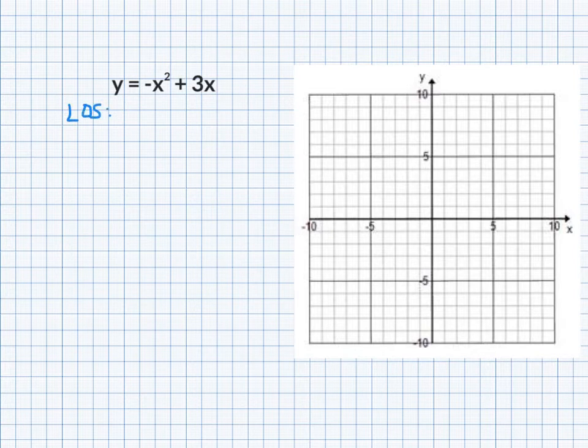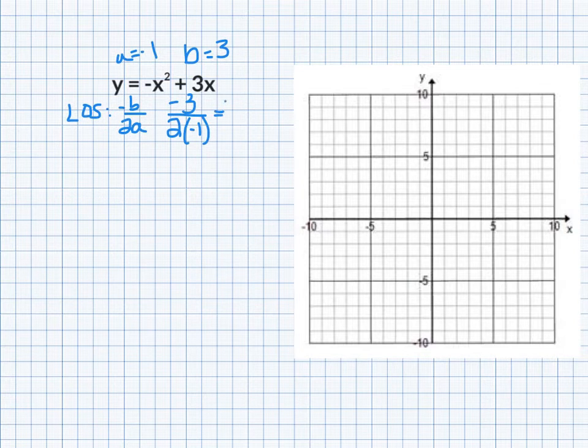That's like the first thing you can always find. All right, remember we take negative b over 2a. Okay, what's our a? What's that number in front of the x squared? A is negative 1, and our b is 3. All right, so negative b, negative 3 over 2a is negative 1.